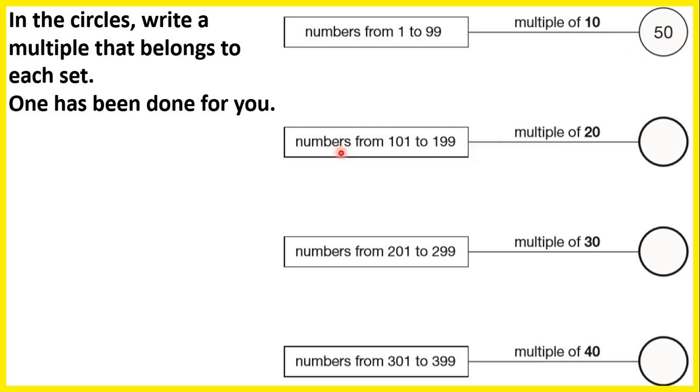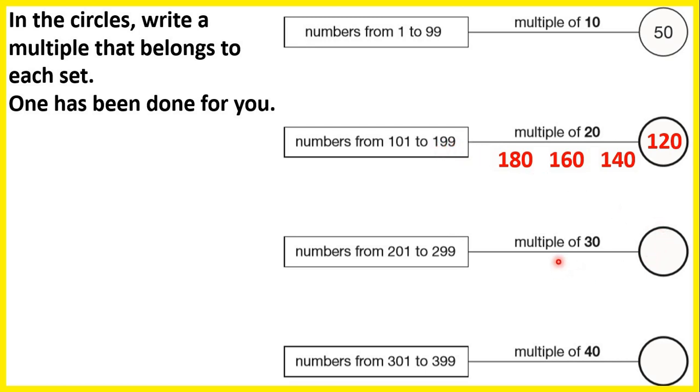But here, we need a number from 101 to 199 that is a multiple of 20. So multiples of 20, we have 20, 40, 60, 80, 100, but they're all less than 101. So we can write 120. That's in the 20 times table because 6 times 20 is 120, and it's a number between 101 and 199. We could also have 140, 160 or 180. But we couldn't have 200 because that would be more than 199.